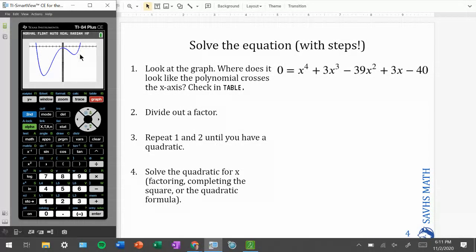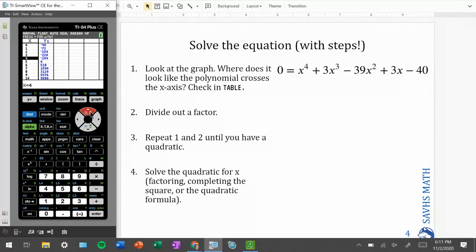So let's confirm that, and I'm going to confirm that by clicking second graph. And that's the table function. And what I'm looking for is where are my y values equal to 0? Because the y values are the output of the function. So I want to see where that's 0. And so the first one that I see is 5. And the next one that I see is negative 8, as I had expected.